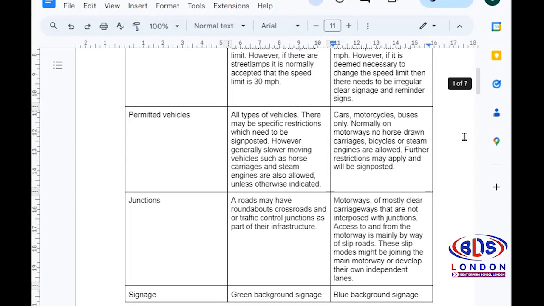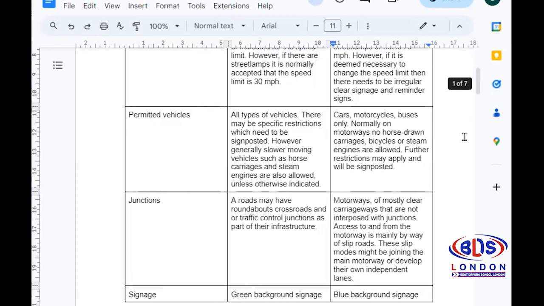Say you have a steam engine that you need to use on a motorway. Then you will have to get special transport vehicles that go with you while you are on that motorway. And you'll have to get special permission to do that. But by the nature of a motorway, you are not normally allowed to do that.